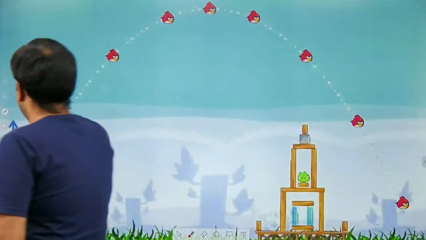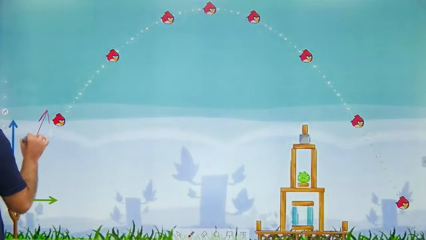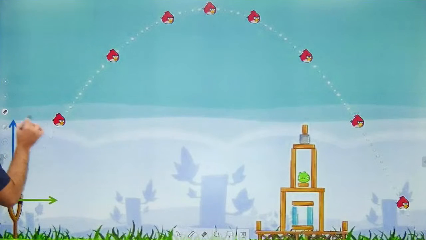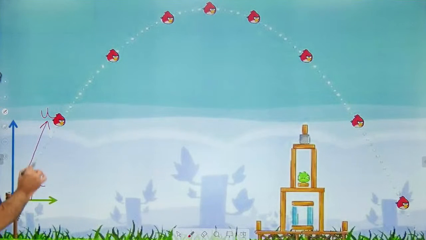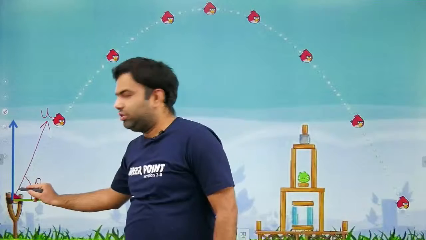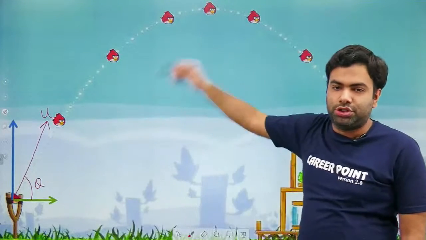So let us recall what we have studied in previous class. See, in previous class we have seen that if we throw any particle with some velocity u at an angle theta from horizontal, and the angle between initial velocity and acceleration, which is in downward direction in this case, is not 180 and also not 0 degree, then it will have projectile motion.